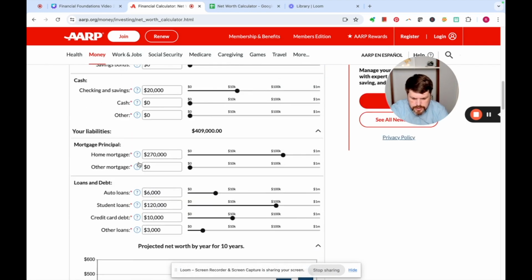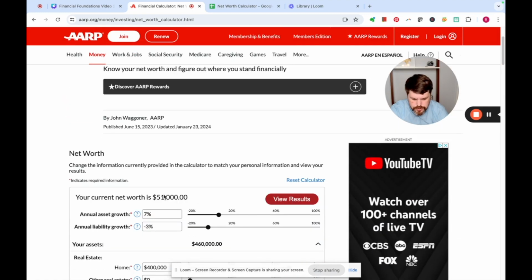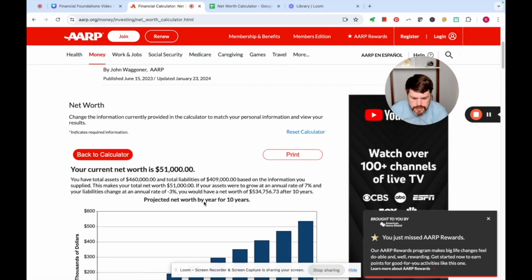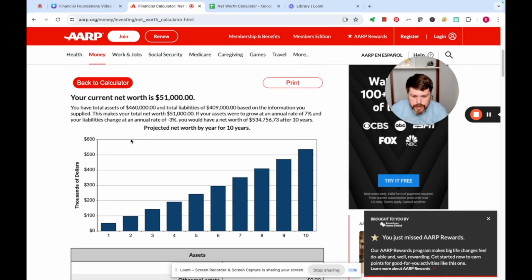View results. And you see your current net worth is $51,000, with total assets of $460,000 and total liabilities of $409,000. And so what I am seeing here is that you have a good size of assets, but a lot of that is built within the home. And because it's built within the home, it's not necessarily an asset that you can access very easily.